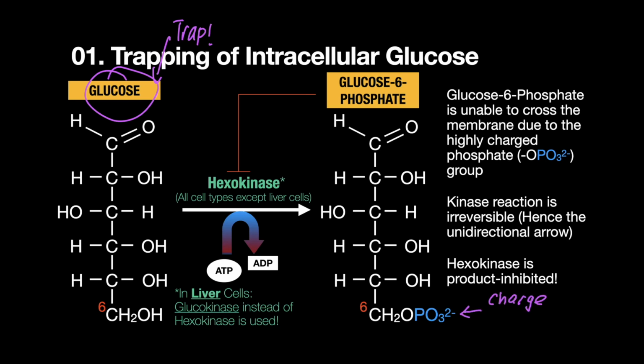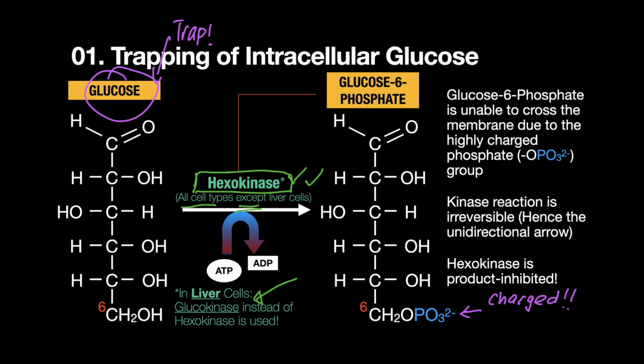So what happens is that in step 1, we will need this enzyme known as hexokinase to add a phosphate group to glucose. Note that hexokinase is present in all cell types except liver cells. In liver cells, glucokinase is present instead of hexokinase. So in liver cells, hexokinase is absent and glucokinase is present.